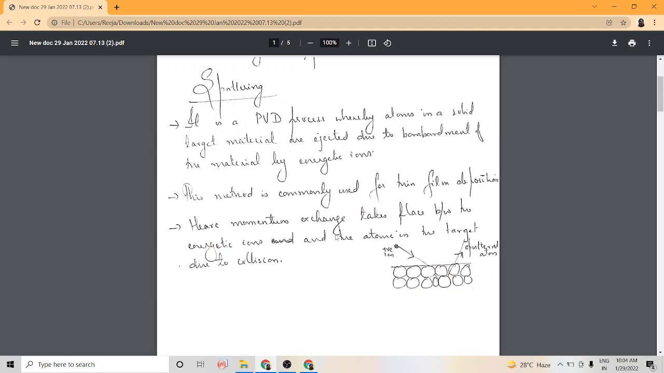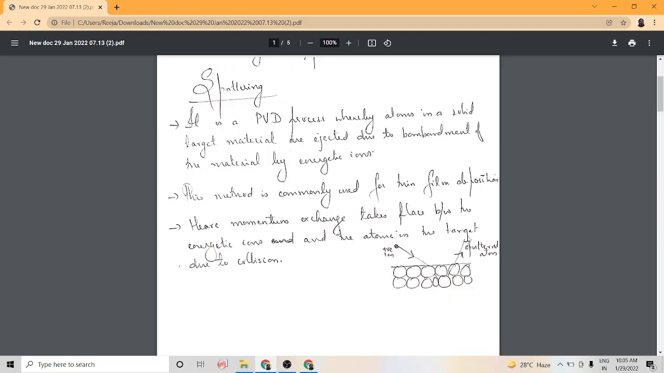Now here a momentum exchange takes place between this energetic ion and the atoms of the target. That is, momentum is transferred from the positive ion to the atoms of the target, and the atoms in the target undergo mutual collisions, and as a result one or more atoms get ejected out from the target material. These are called sputtered atoms, and this ejection of the target atoms when the target material is bombarded with the energetic positive ions is called sputtering.